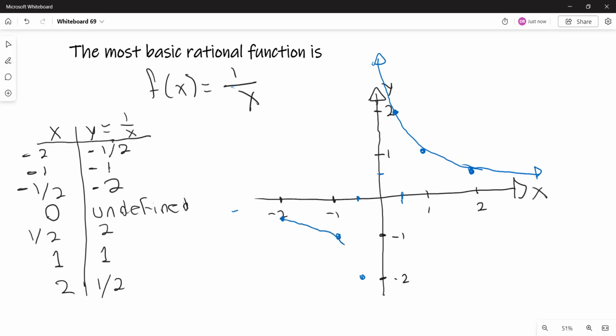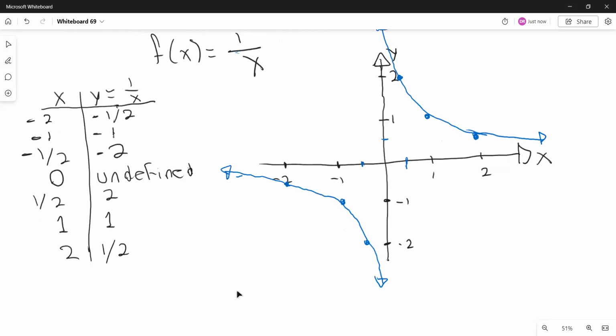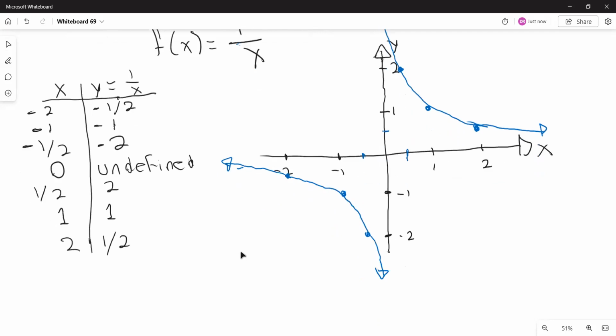Then we have that when x approaches 0 from the left, y will increase in the negative direction. And when x approaches negative infinity, y will approach 0, but remain negative. But it's going to be a negative number. So these are some of the characteristics of 1/x.